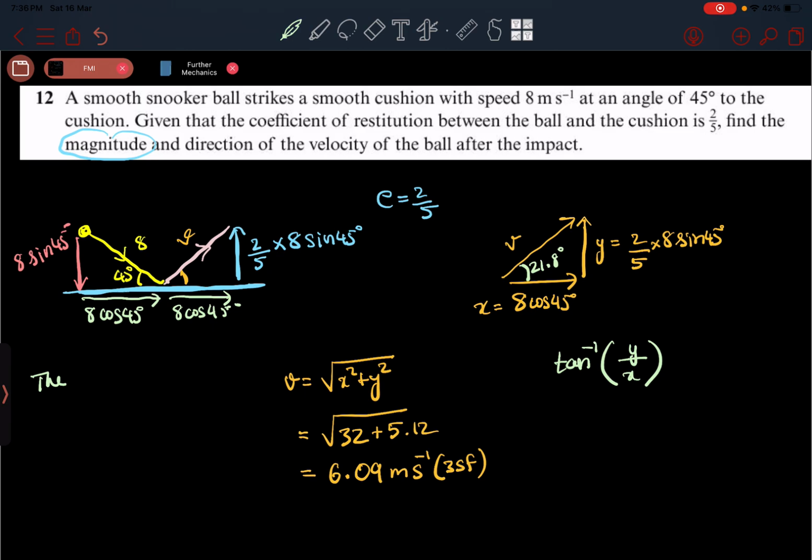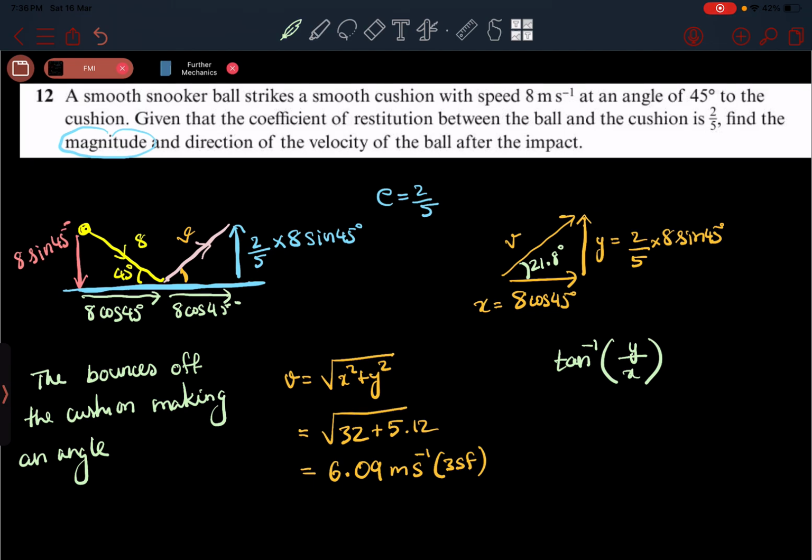So we can say the ball bounces off the cushion making an angle of 21.8 degrees with the cushion surface.